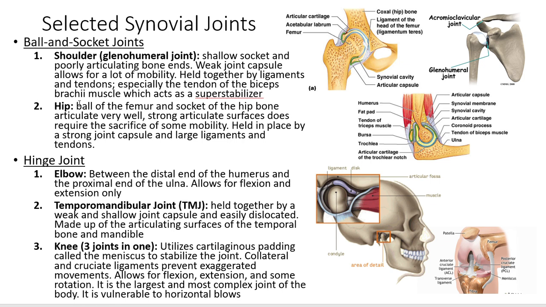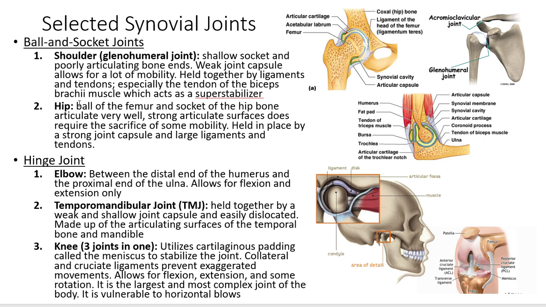But it mainly has to be held together by ligaments and tendons, especially the tendon of the biceps brachii, which we consider the super stabilizer for the shoulder. Then we have the hip. The head of the femur and the acetabulum of the pelvis fit very well together. So this is a ball and socket that's going to have really strong articulate surfaces, but that does sacrifice some of its mobility. It's not as movable as the shoulder. It's also held in place by a strong joint capsule and really large ligaments and tendons.